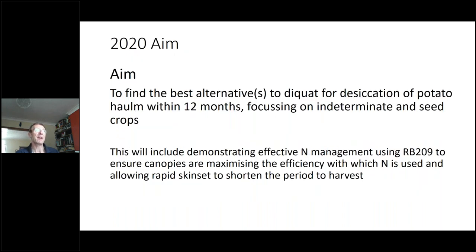So the 2020 aim is basically to find the best alternatives. And given the fact that, as Eric has alluded to already, these are replicated trials, which you will see, they are effectively on sites, which you'll see in a moment, that are largely spot farm hosts. And what we're trying to do is detect a range of indeterminate and seed crops where we're trying to take the crop down with vigorous canopy. So this links in with management of nitrogen and the RB209 recommendations for the sites.